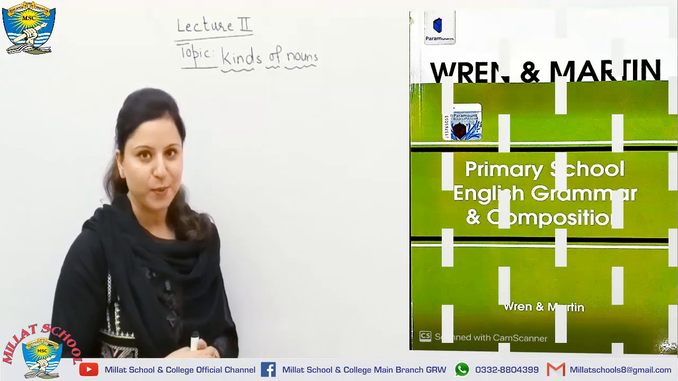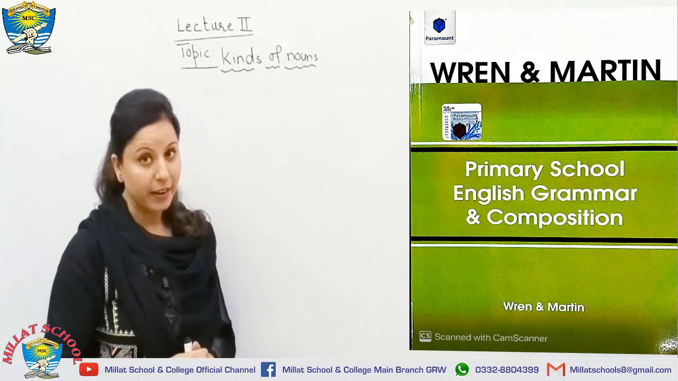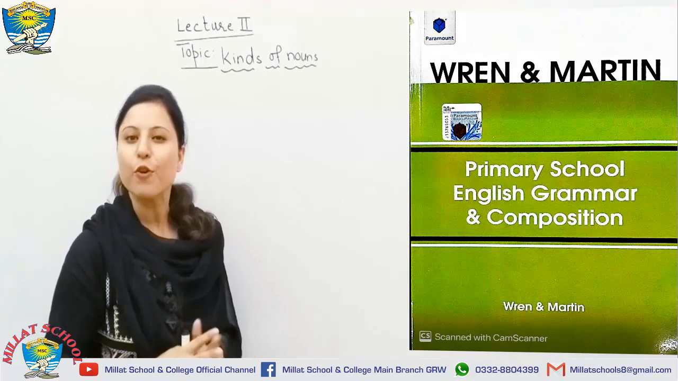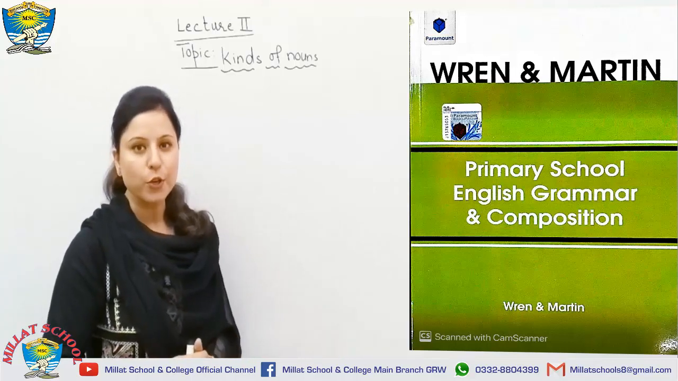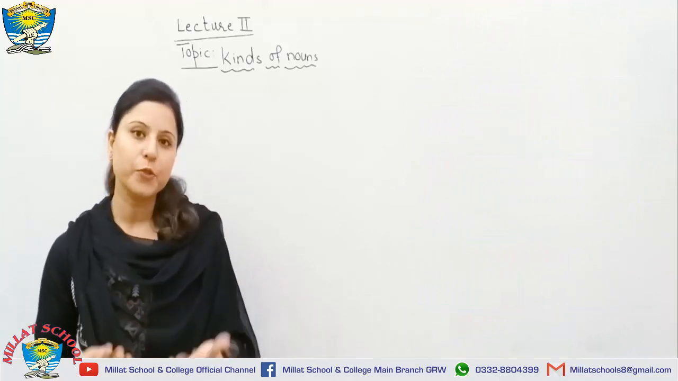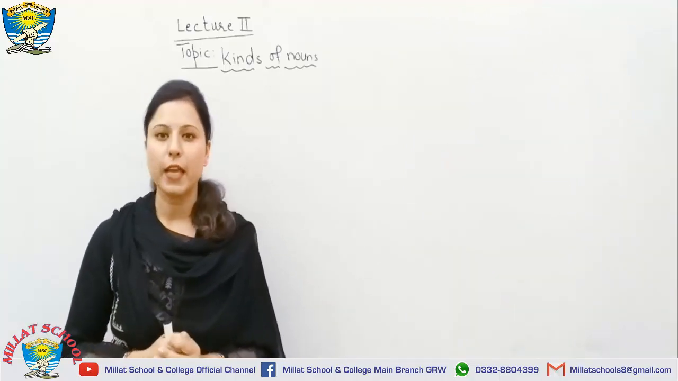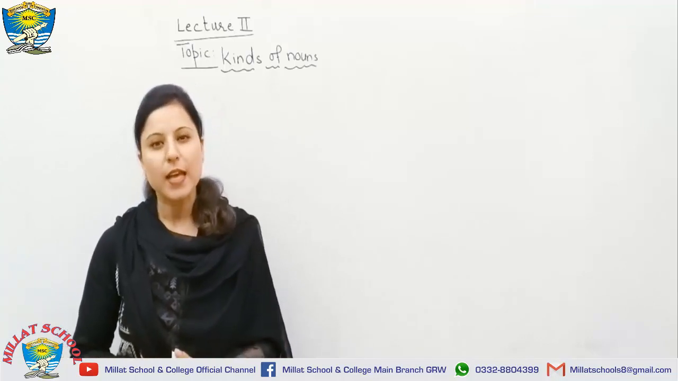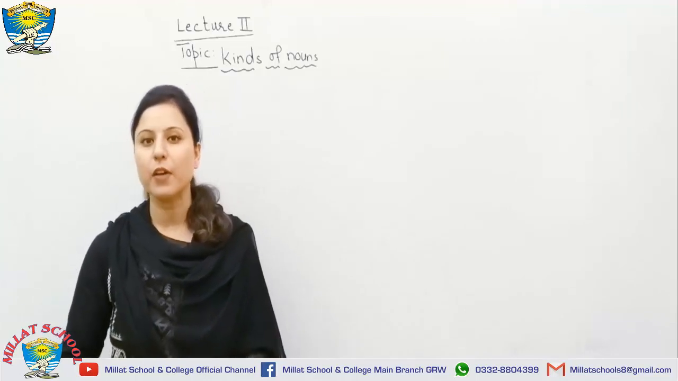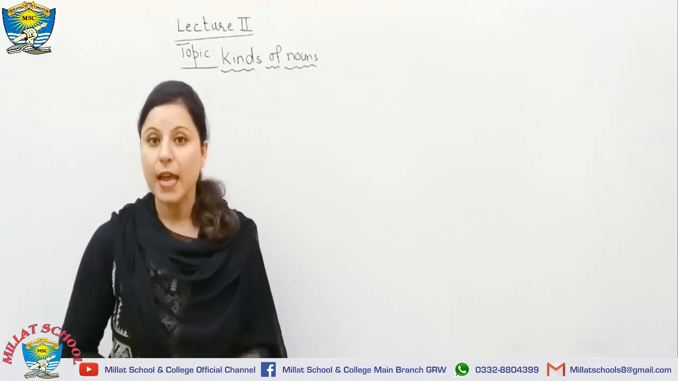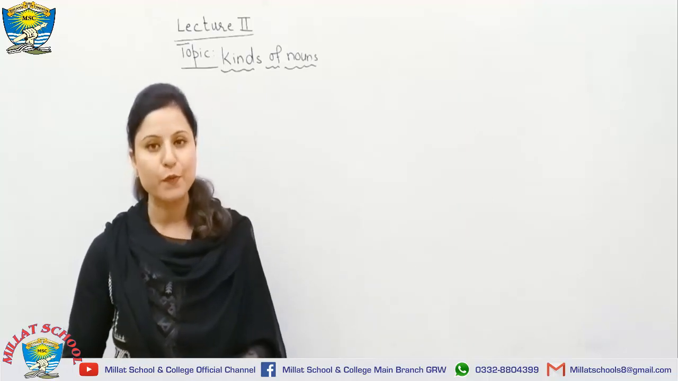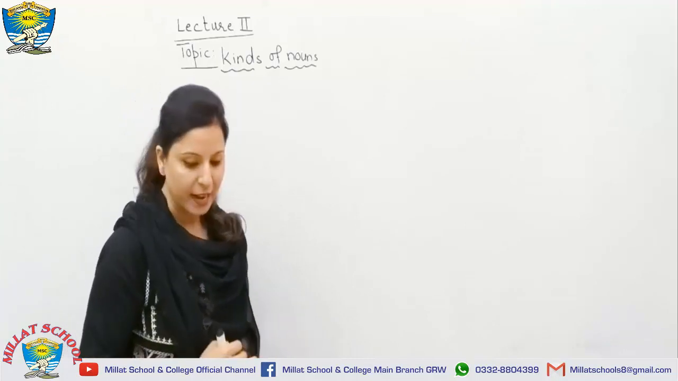Yes, I'm again talking about Wren and Martin. And in Wren and Martin, there is another chapter, another topic of your interest, and this topic is going to be more informative for you. What is our objective from this topic? Our objective in learning this chapter is that we should know some kinds of nouns also, because in the previous chapter we came to know so many naming words and how to categorize these words into different categories. And now it's time for their types. Let's move to the types.